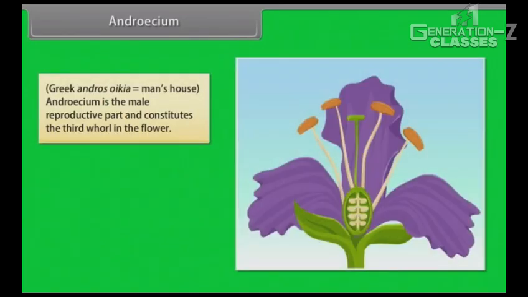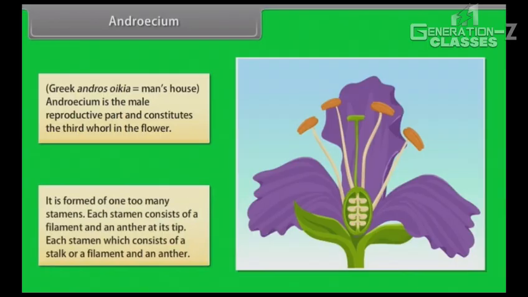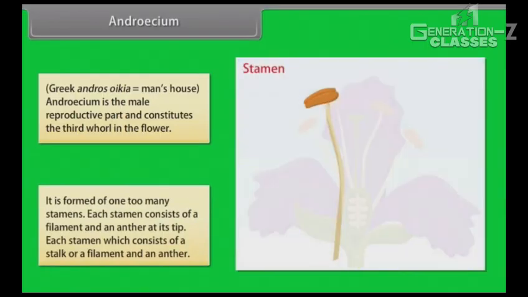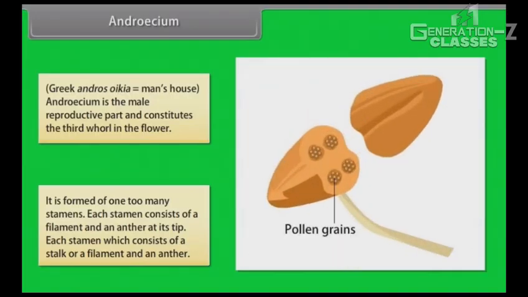Androecium. Androecium is the male reproductive part and constitutes the 3rd whorl in the flower. It is formed of 1 to many stamens. Each stamen consists of a filament and an anther at its tip, a stalk or filament and an anther.